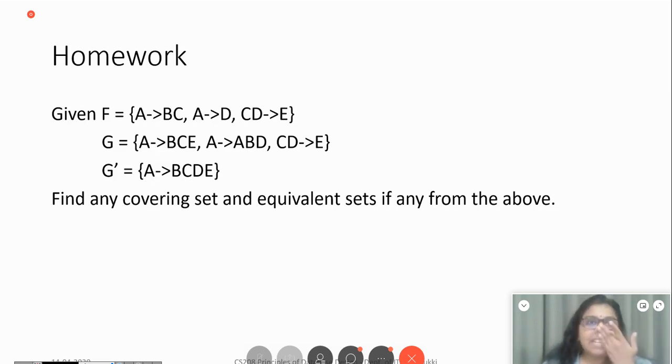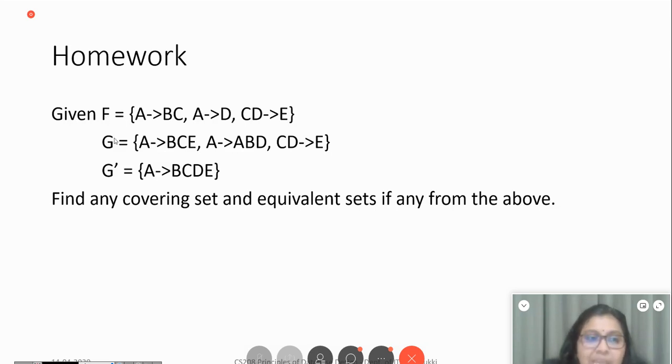Covering set means what? When do you say that one FD set covers another FD set? F covers G if G is a subset of F plus. Right? Earlier, when we found equivalence, first we found F covers G, then G covers F. Right? So here we have 3 sets, 3 FD sets given. So you have how many options?